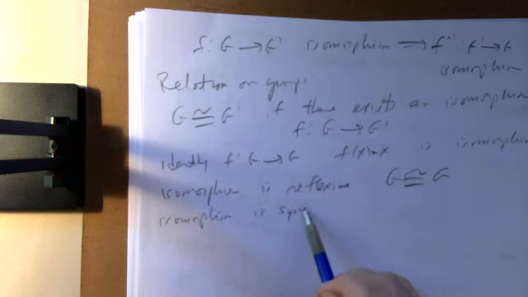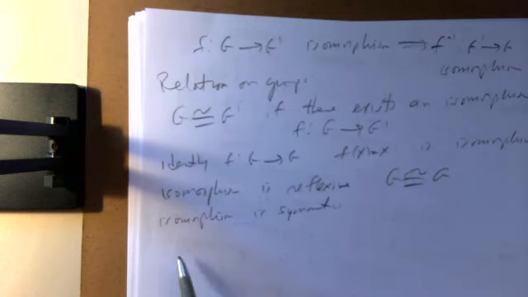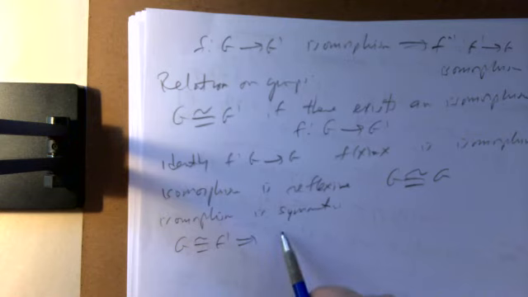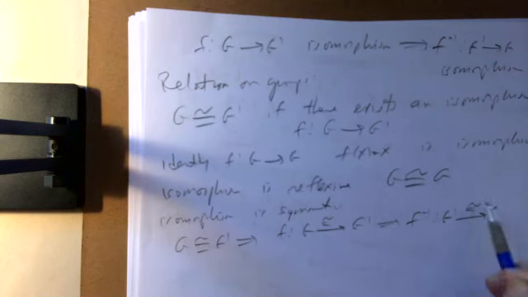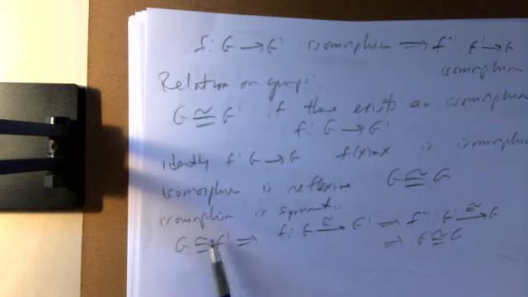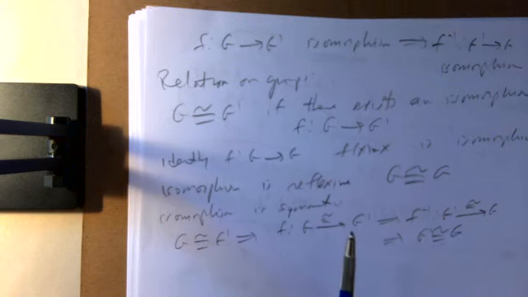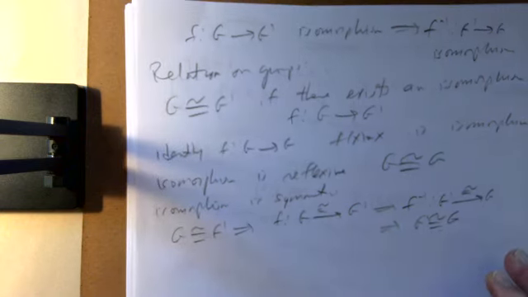Isomorphism is symmetric, because if G is isomorphic to G prime, that means you have an isomorphism f from G to G prime. But then we saw that f inverse from G prime to G is an isomorphism. So G prime is isomorphic to G. So that means that this relationship on groups of being isomorphic is symmetric.